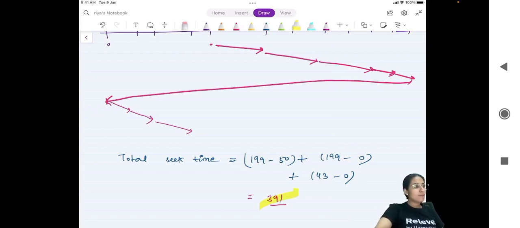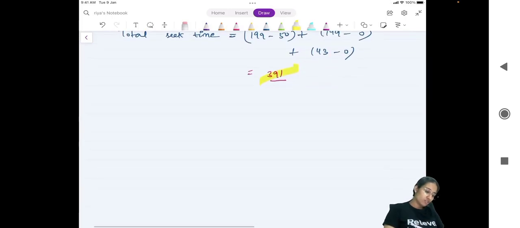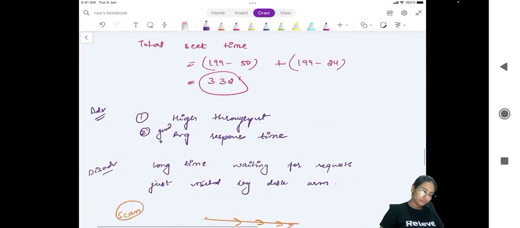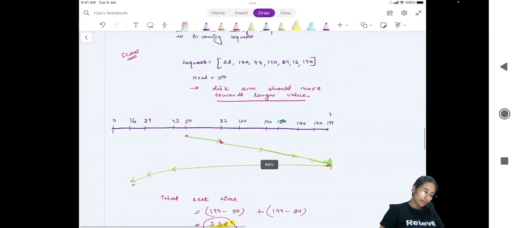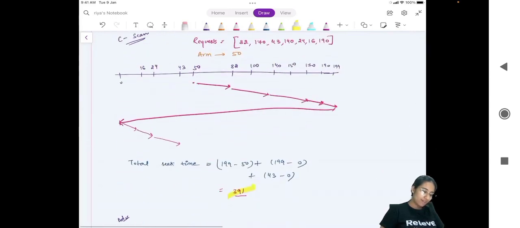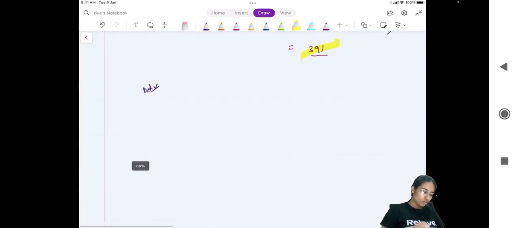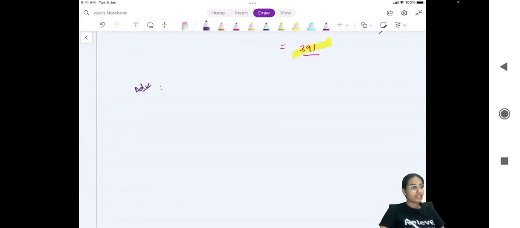Okay, so let's talk about a few advantages and disadvantages also of this kind of an approach. So I think in SCAN, we basically got 332, right? This was for SCAN only, right? And for C-SCAN, we actually got 391. So first of all, a few advantages and the disadvantages.